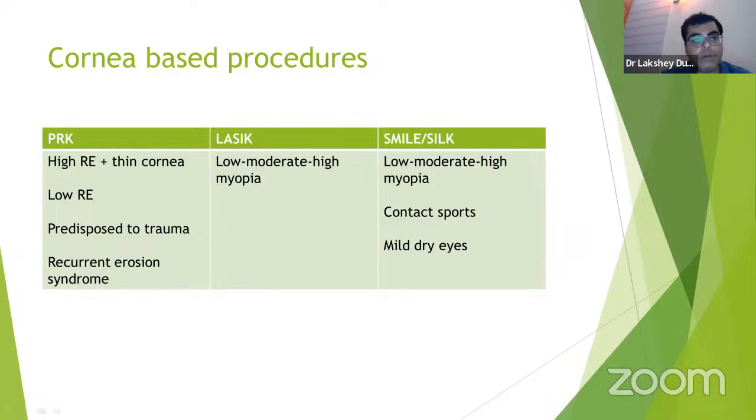Amongst cornea-based procedures, there are three types: PRK, LASIK, and SMILE. PRK, surface ablation, is done for thin corneas, if there is a low refractive error, the patient is predisposed to trauma, or has chances of recurrent corneal erosions. For low, moderate, and high errors, SMILE and LASIK can be done. SMILE is preferred for patients who have mild dry eyes because we make a smaller cut in SMILE, so corneal nerves are damaged less. So for mild dry eyes, SMILE is preferred, and for contact sports.